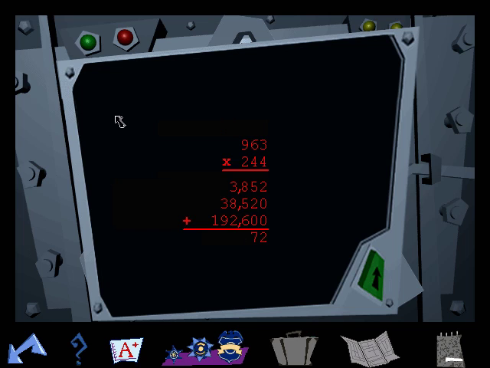13 plus 6, that's 19. 5 plus 8 equals. Wait, 3 plus 3 equals 6, plus 8 equals 14. 3 plus 9 equals 12, plus 1, 13.